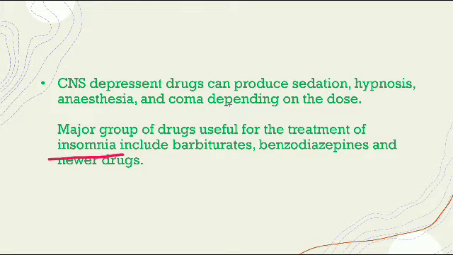So now we are done with CNS depressant drugs, what they do and what they can lead to depending on their doses. But what about insomnia? If a person is suffering from insomnia, what is the line of treatment? There is a group of drugs that help insomniac patients, that is barbiturates, benzodiazepines, and some newer drugs. We will be dealing with these groups of drugs one by one, and understand how they act, where they act, and what their mechanism of action is. Now let us move on to the next slide.